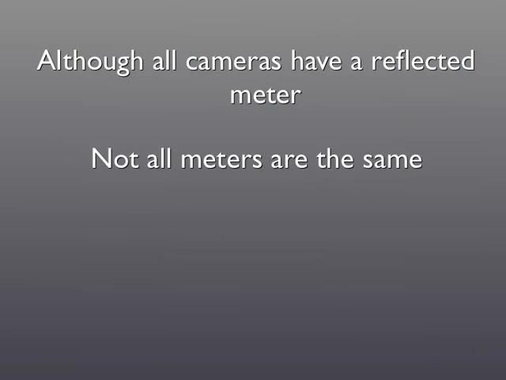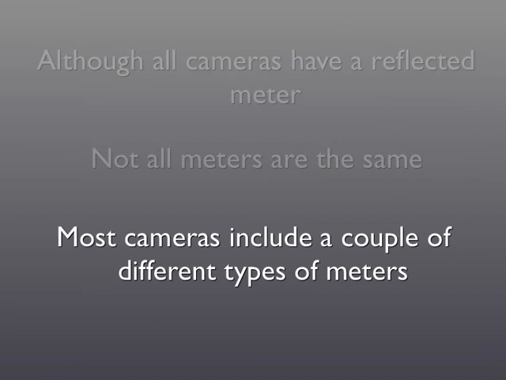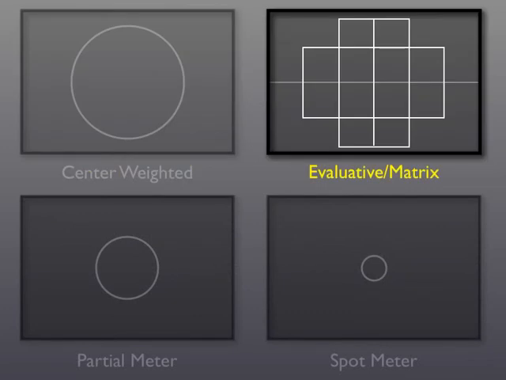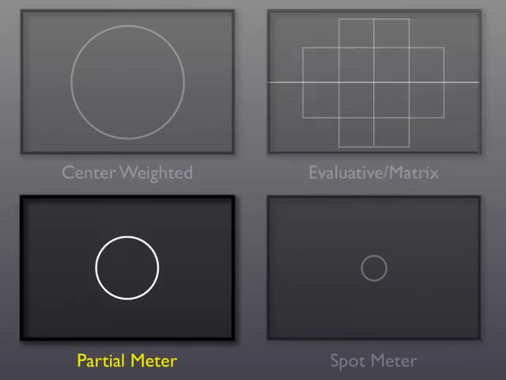Although all cameras have a reflected meter, not all meters are the same. Most cameras include a couple of different types of meters. Let's take a look at them. Center weighted, evaluative or matrix, the partial meter, and the spot meter.